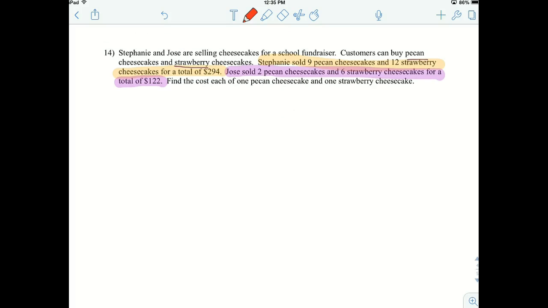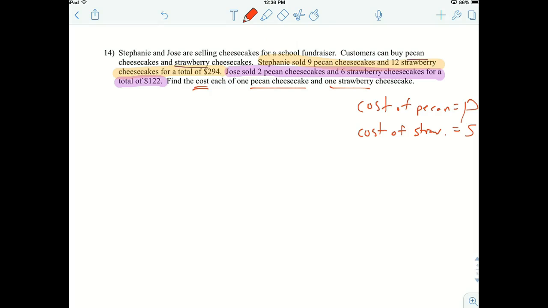We want to identify what are some of the variables, the things that we want to know about in this situation. And for that, we're going to be looking at the cost of 1 pecan cheesecake and the cost of 1 strawberry cheesecake. So, cost of pecan cheesecake, let's give that a letter. To me, the easiest letter to work with is probably just P for pecan. And here we have the cost of the strawberry, and let's call that S for strawberry. So we have the cost of the pecan, the cost of the strawberry. Those are the things we want to know. So those are our variables, our letters.